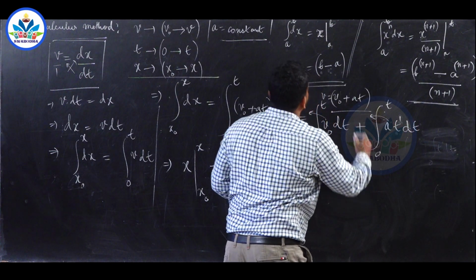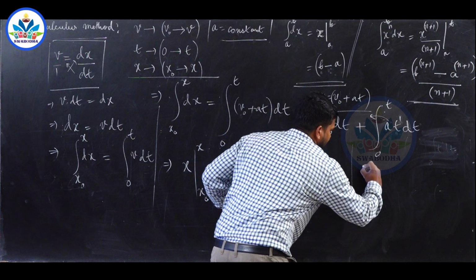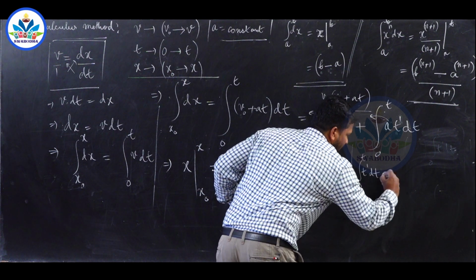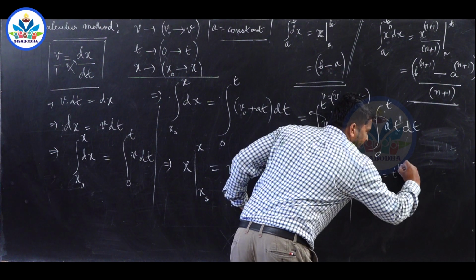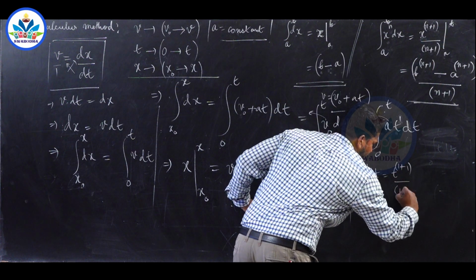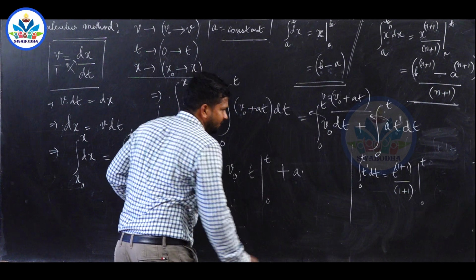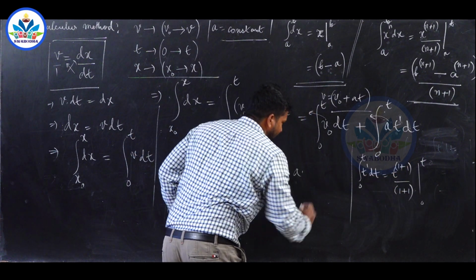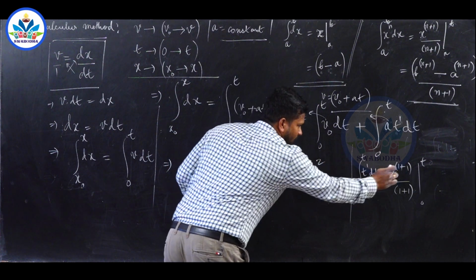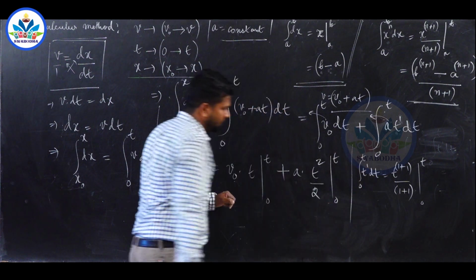I'll write here, integration of t power 1 dt between the limits 0 to t will be t power n plus 1 divided by n plus 1, n is 1 here, so t power 1 plus 1, that is t square, divided by 1 plus 1, which is 2, between the limits 0 to t.